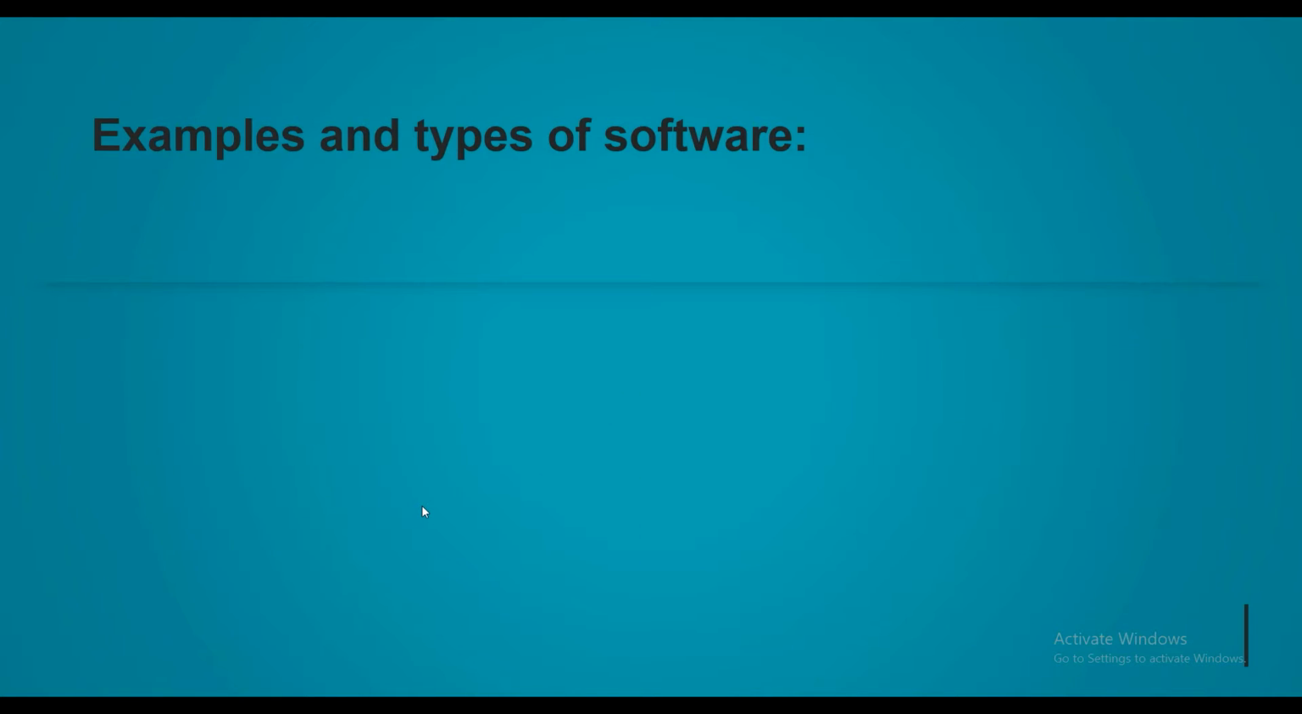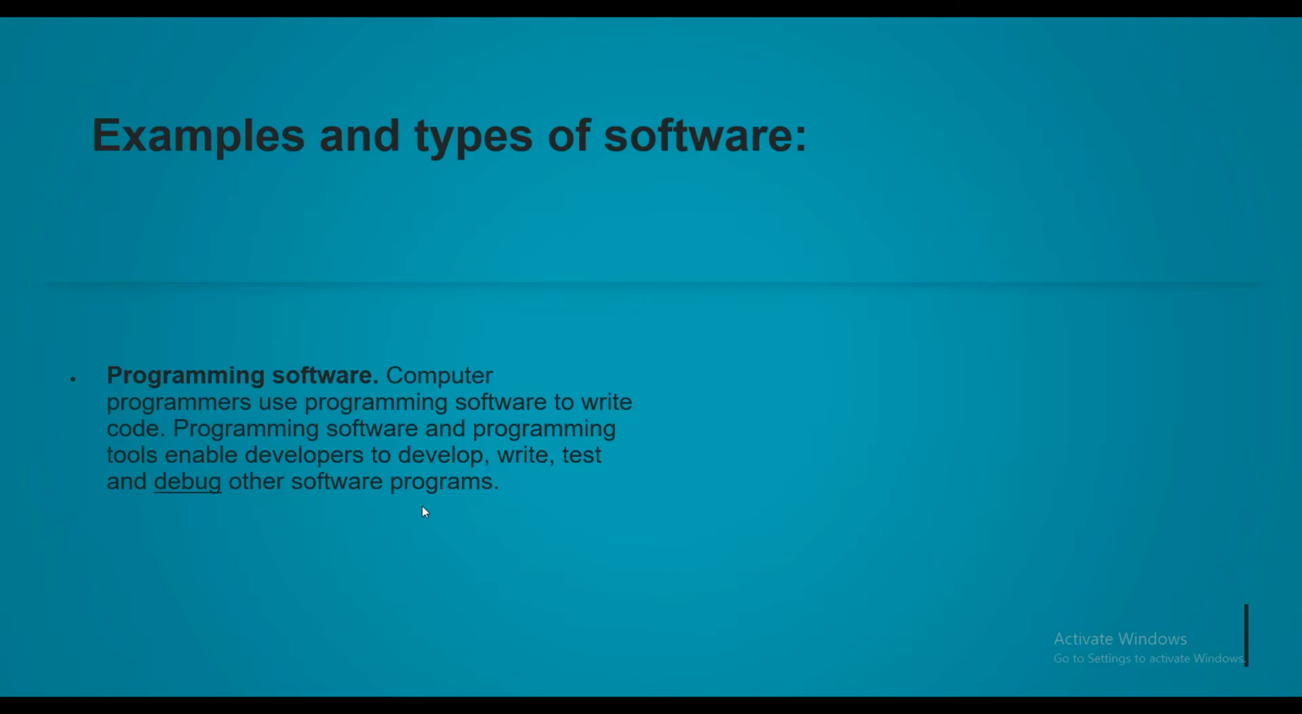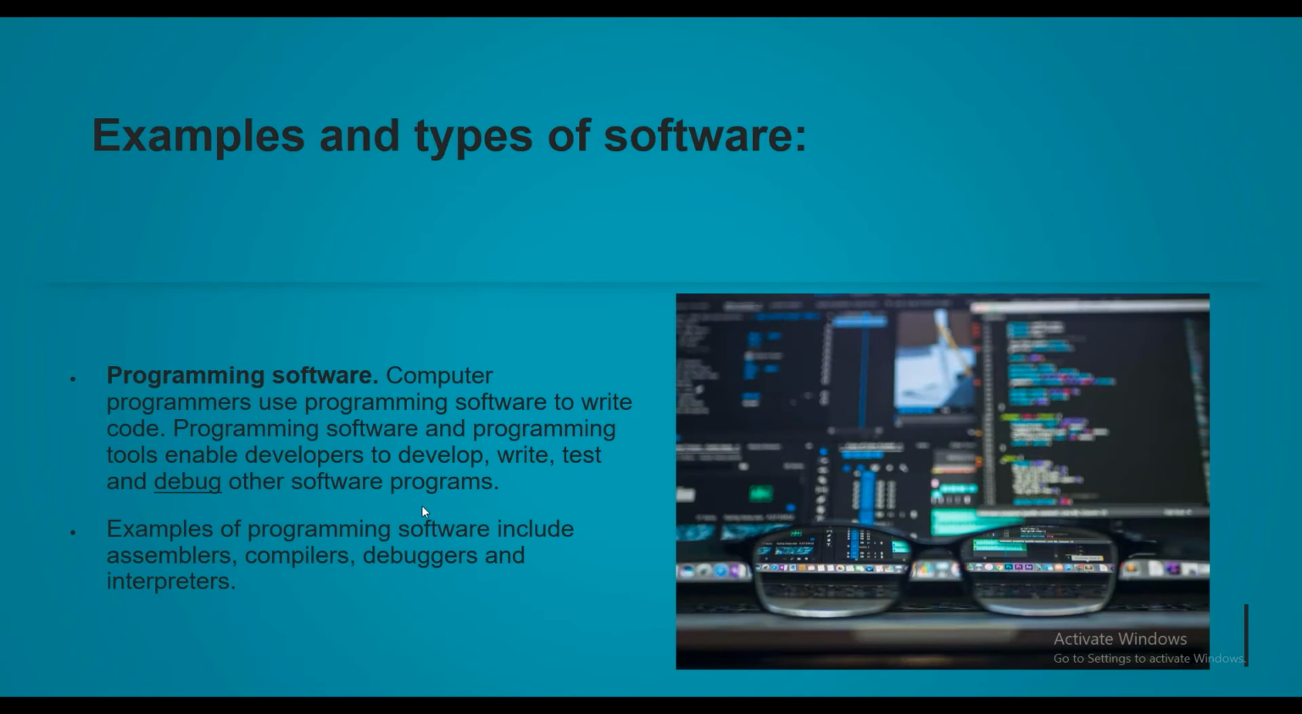The fifth type is programming software. Computer programmers use programming software to write code. Programming software and programming tools enable developers to develop, write, test, and debug other software programs. Examples of programming software include assemblers, compilers, debuggers, and interpreters.